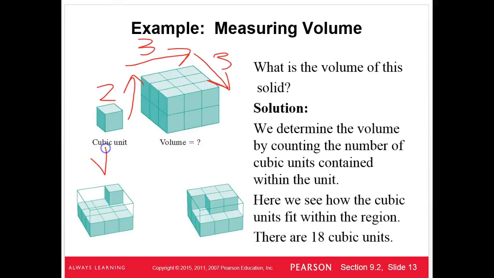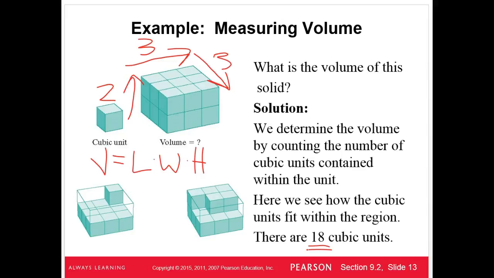The volume for these solids is length times width, which is the old area formula for a rectangle, but then we multiply by the height. So length times width times height. So we got 3 times 3 times 2. 3 times 3 is 9 times 2 is 18 cubic units. And you can think of it that way.